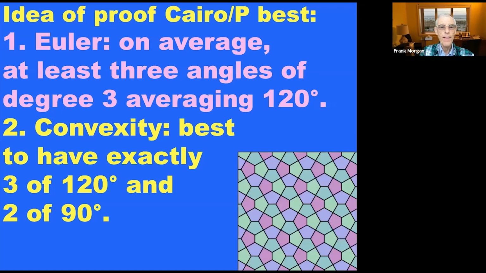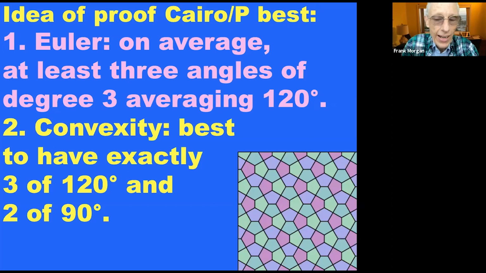The proof starts with an easy argument using Euler's formula that on average, in any tiling by pentagons, and it can be mixtures of all different kinds of pentagons, there are always at least 3 angles of degree 3. And of course, angles of degree 3 would have to average a third of 360 or 120 degrees. And then there's a convexity argument that says that it's best to have exactly 3 of exactly 120 degrees. And that means that the remaining 2 would average 90 degrees, and it's best to have those remaining 2 be exactly 90 degrees. That's the idea of the proof.